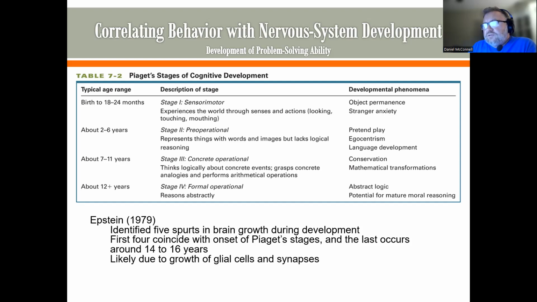But there were extra ones. So there was, I should say, onset. So there's one at birth as well. So I left that one out. So that's 4. An extra one at the middle teenage years, 14 to 16 years. So that's a provocative finding, right?